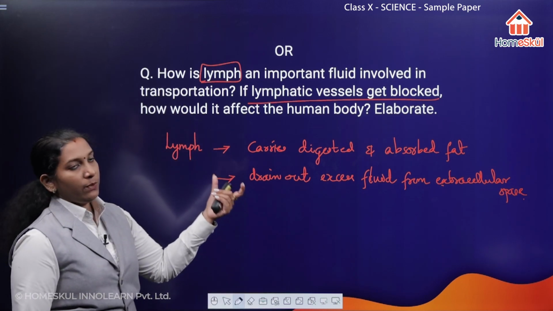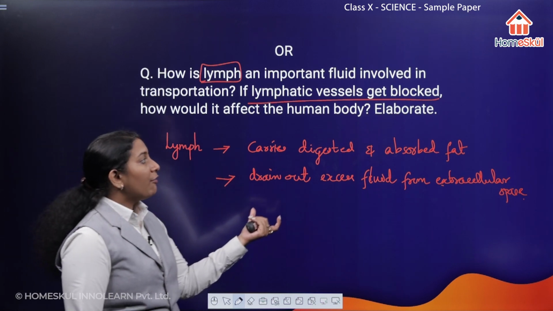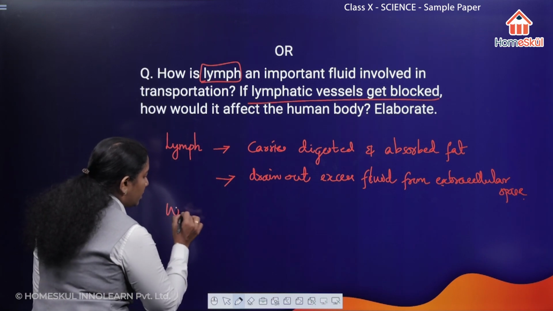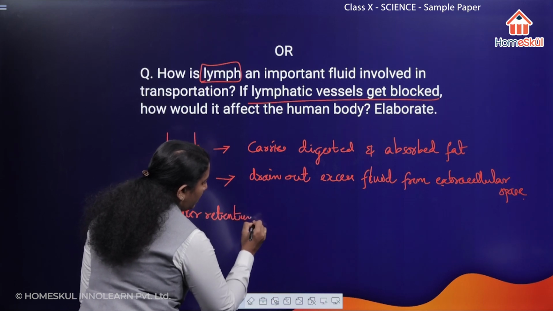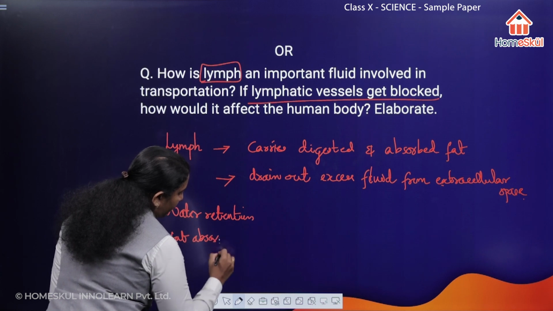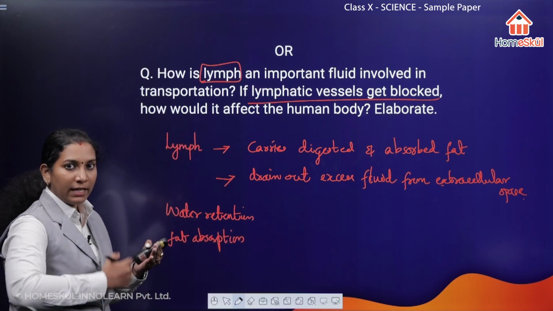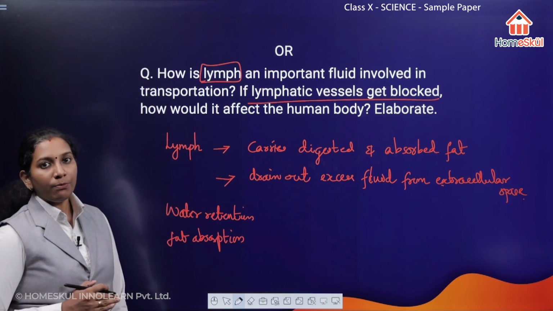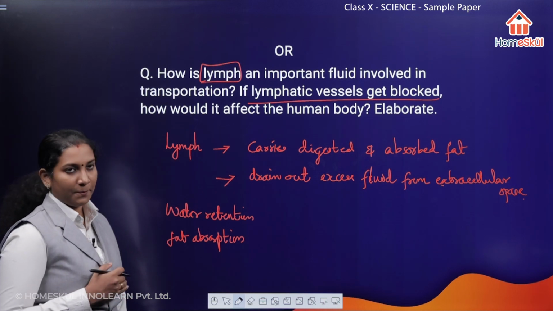So, if the lymphatic vessel gets blocked, what will happen? The water retention as well as the fat absorption will get hindered. The water retention capacity as well as the fat absorption will be affected. The fat absorption will be a very slow process. So, that will be the effects in the human body if the lymphatic vessels get blocked. That we have to elucidate in your answer.